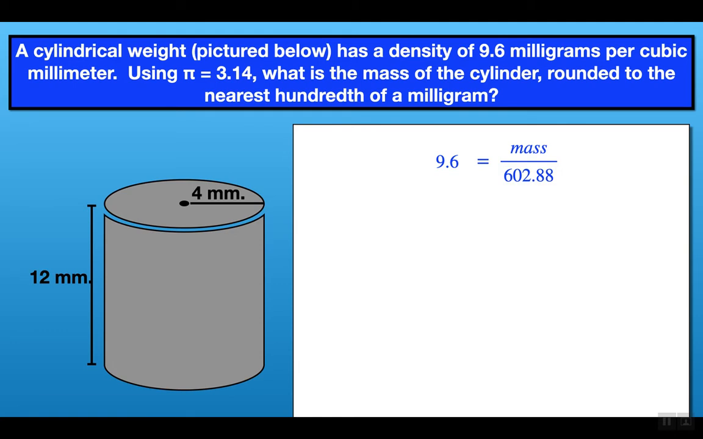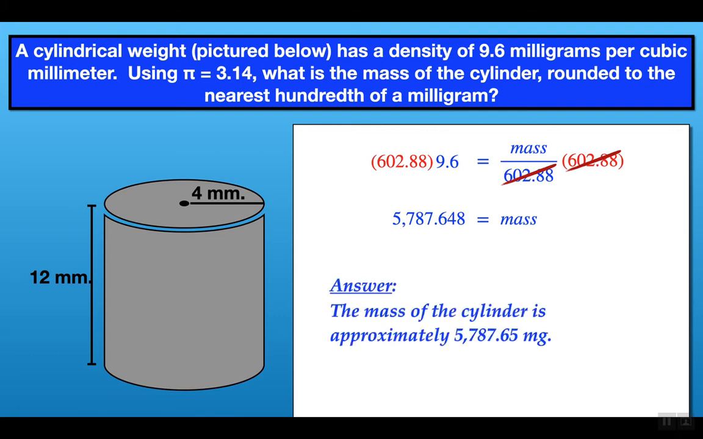We just need to get mass by itself. So let's multiply both sides of the equation by 602.88. And on the left-hand side, when we multiply 602.88 times 9.6, that's going to give us our answer. Remember that it says to round to the nearest hundredth. So when we round to the nearest hundredth, our answer is going to be the mass of the cylinder is approximately 5,787.65 milligrams.